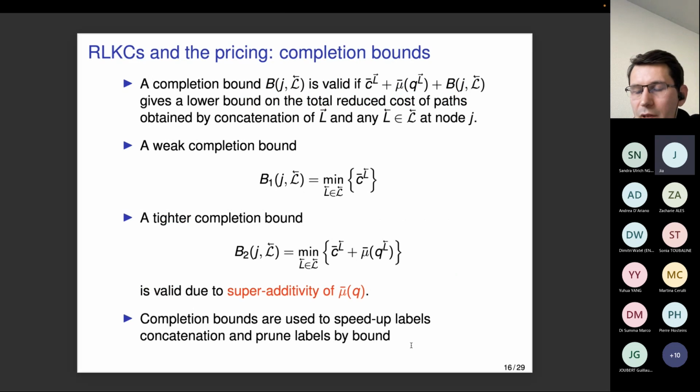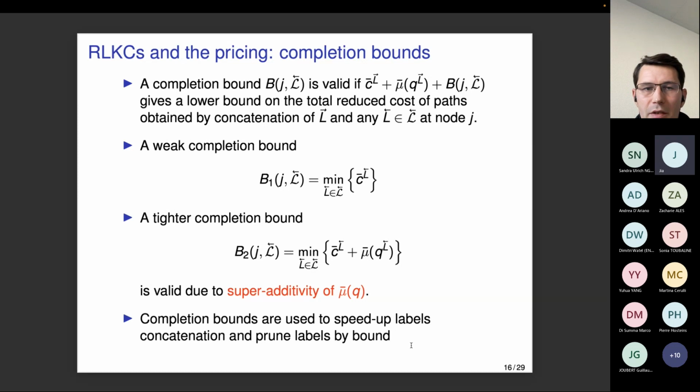But actually this is not the end of the story, because in addition to the dominance rules, we use one more technique to speed up the pricing problem, the labeling algorithm, and this technique is completion bounds. So we do not use just a monodirectional labeling, we use a bidirectional labeling in order to speed up the solution of the pricing problem. And when we do bidirectional labeling, we first extend the labels in the forward direction, then we extend the labels in the backward direction, and then we have a concatenation step to obtain the full paths.